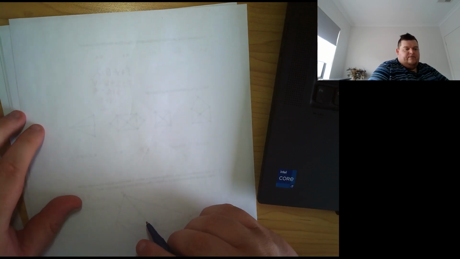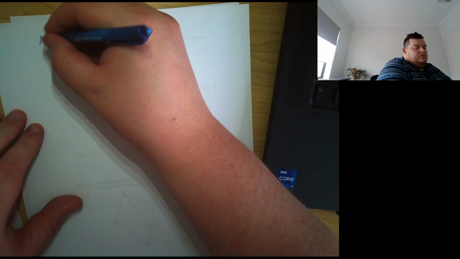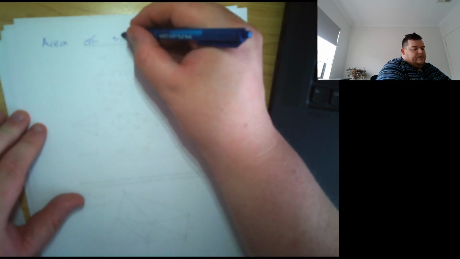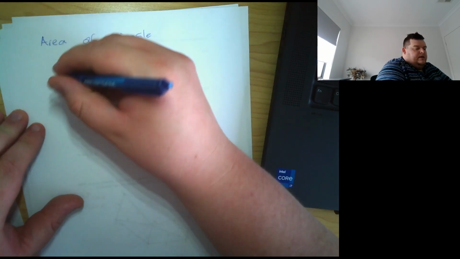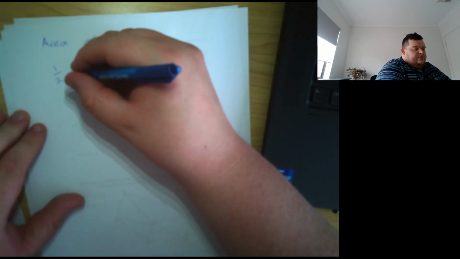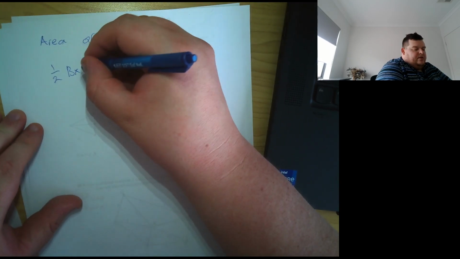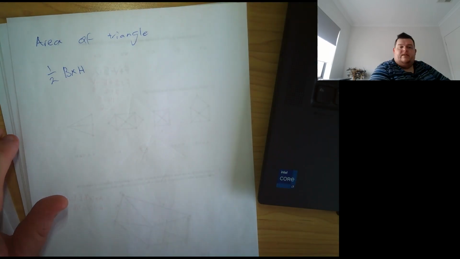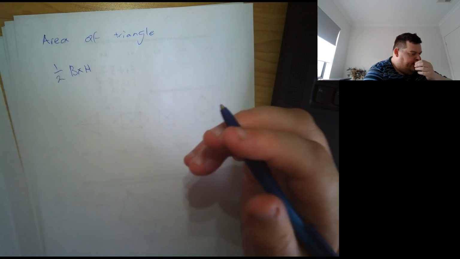I'm sure you know the area of a triangle by now. One of the things that you learned a long time ago, area of a triangle. You're probably used to half base times height, or base times height over 2, or however it was taught.